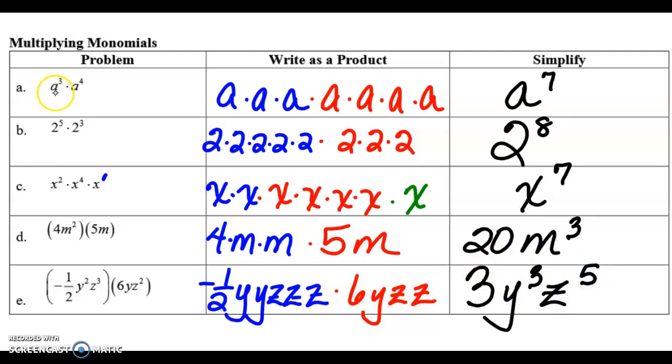So again, here I had 3 and 4 made 7 a's. 5 2's and 3 2's made 2 to the 8th. 2 x's, 4 more x's, 1 more x made x to the 7th. 4 times 5 is 20, and then I had 3 m's altogether. Negative 1/2 times 6 is, caught myself, it's negative 3. And then I had 3 y's and 5 z's. Hope that makes sense.